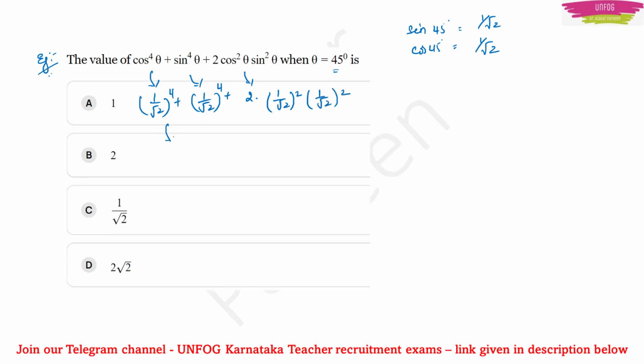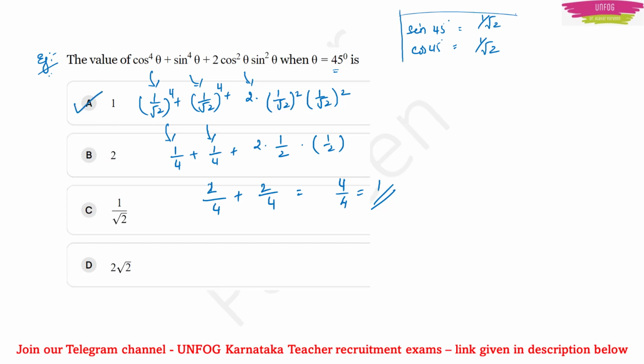That's it, right? So this should give you 1 by 4. Then this will give you 1 by 4. Then this will give you 1 by 2 into 1 by 2. So this will give you 2 by 4 plus 2 by 4, or this will give you 4 by 4, or your answer will be 1. Option 1 will be the correct answer. Only because sine 45 and cos 45 are 1 by root 2, you can easily achieve the answer.